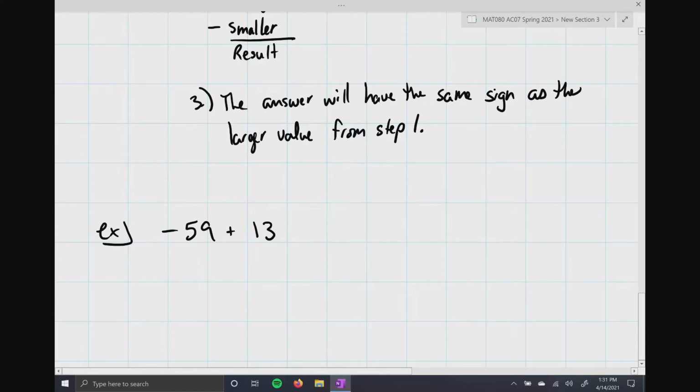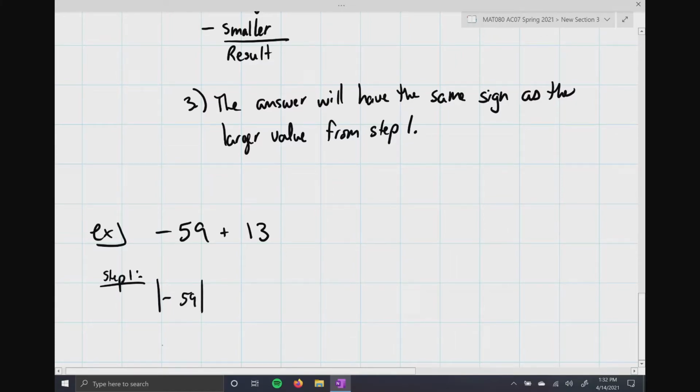So let's look at this simple example, negative 59 plus 13. Let's start over. We're going to look at the signs in front of the numbers. They're opposites. One's positive, one is negative. So I'm going to break this down so you can see every little step. Step one, we're going to take the absolute value of each number. Now, after we take the absolute value, we're going to label which one's larger. In this case, the 59 is larger.